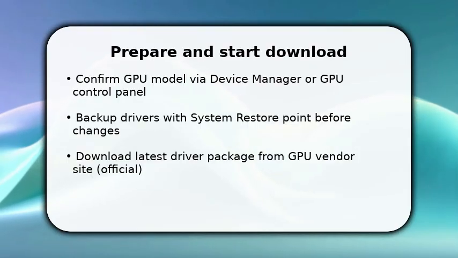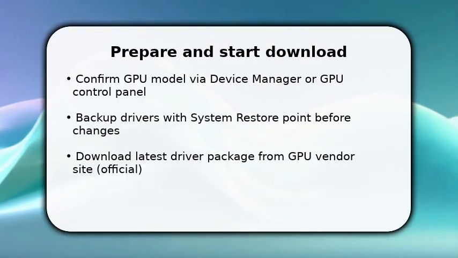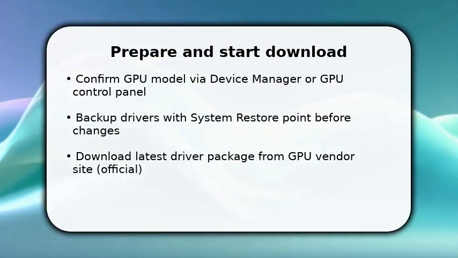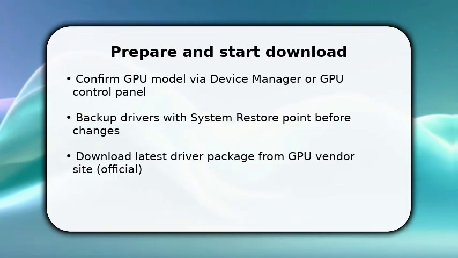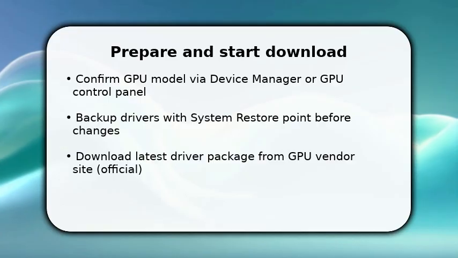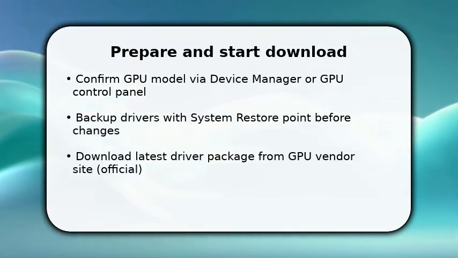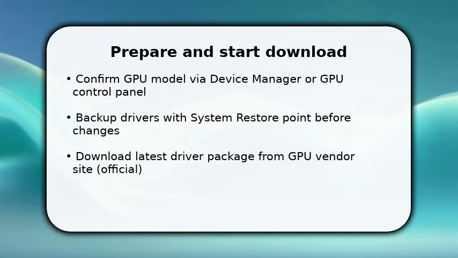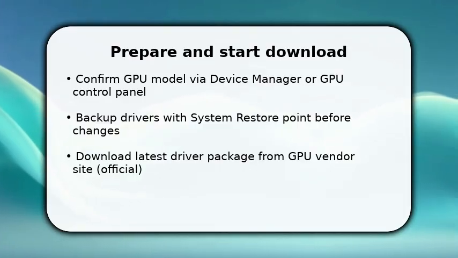You're starting with essentials. Identify your GPU in Device Manager so you download the correct package. Once done, create a system restore point to revert if needed. This prevents surprises. Next, visit the GPU vendor page and pick the Windows 10 driver for your exact model, not the generic one. Make sure the download matches 32 versus 64-bit and note the installer location.